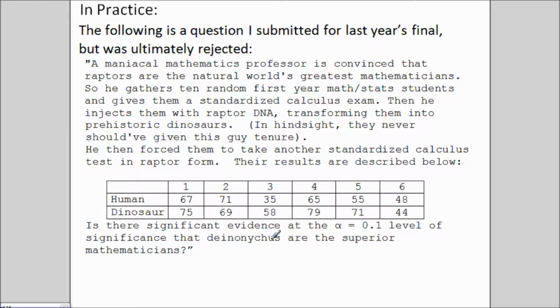So we have a maniacal mathematics professor, and he's convinced that raptors are the world's greatest mathematicians. So he gathers 10 random first-year math stat students, and actually, based on the sample information, we can see it's actually 6, and gives them a standardized calculus exam. Then he injects them with the raptor DNA, transforming them into prehistoric dinosaurs. Now he forces them to take another standardized calculus test in the raptor form, and then he gathers the results. And he wants to see: is there significant evidence at the alpha equals 0.1 level of significance that raptors, or Deinonychus, are in fact superior mathematicians?